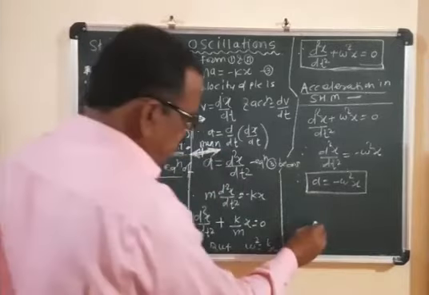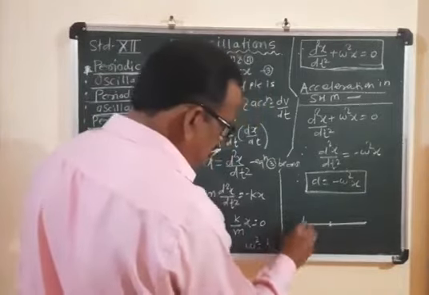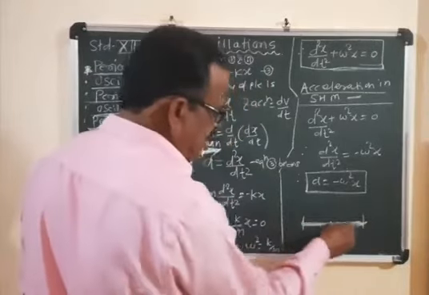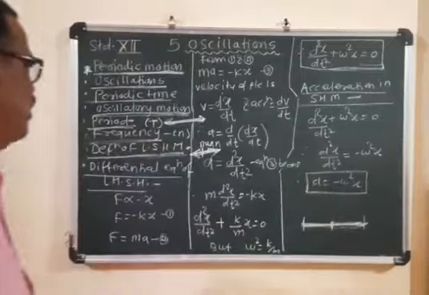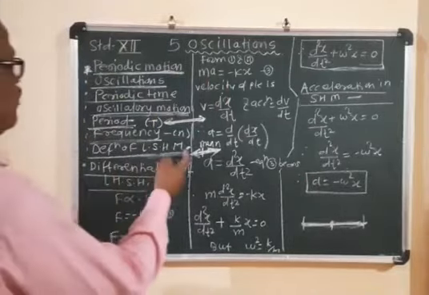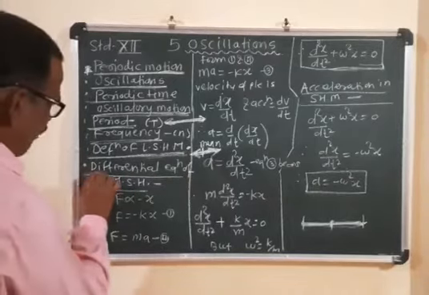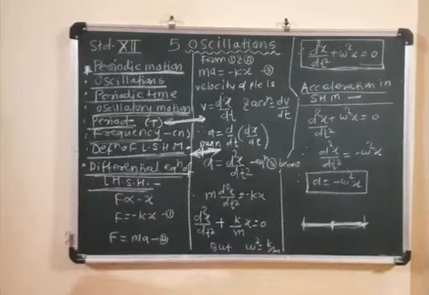If a person moves forward from the mean position, then comes back and moves to and fro about its mean position, then such a type of motion is called linear simple harmonic motion. Now we obtain the differential equation of linear simple harmonic motion.